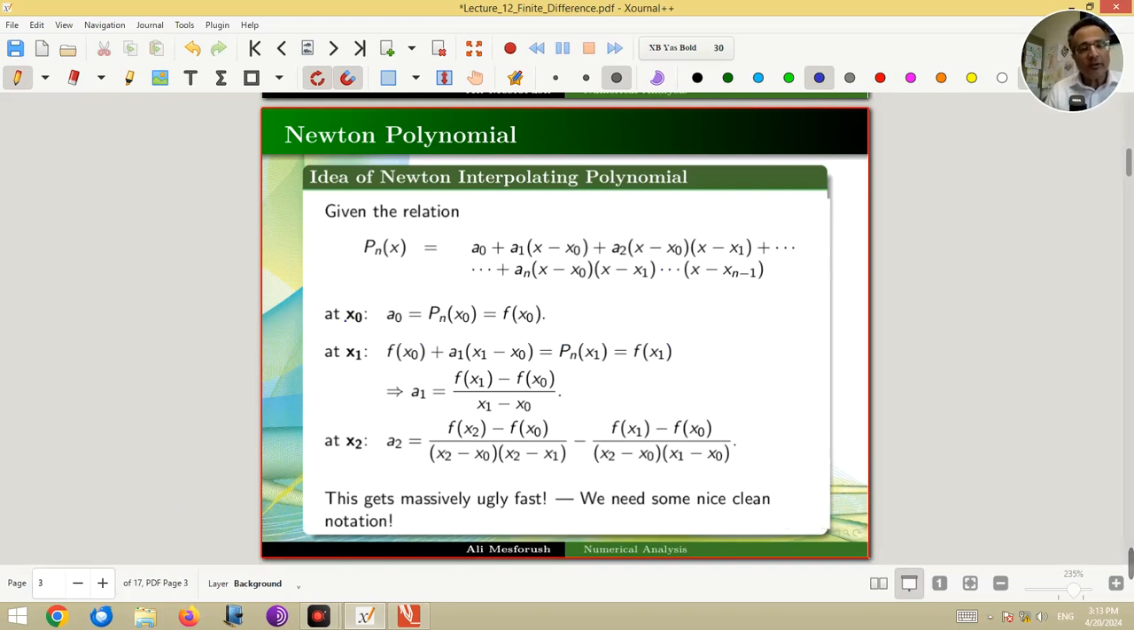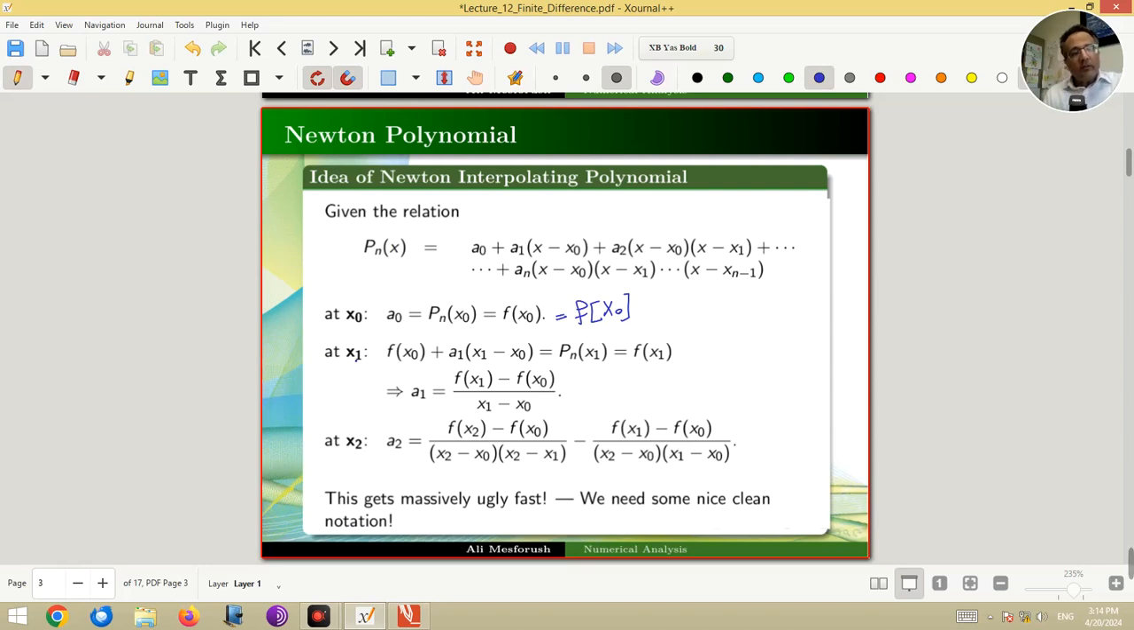Now let me put x0 in the Newton polynomial and we compute a0. If you put x0 here, all the other terms will be 0, and just a0 remains, which should be Pn of x0. We know that Pn of x0 is equal to f of x0. You will see that later we show this as f of x0 in a bracket.